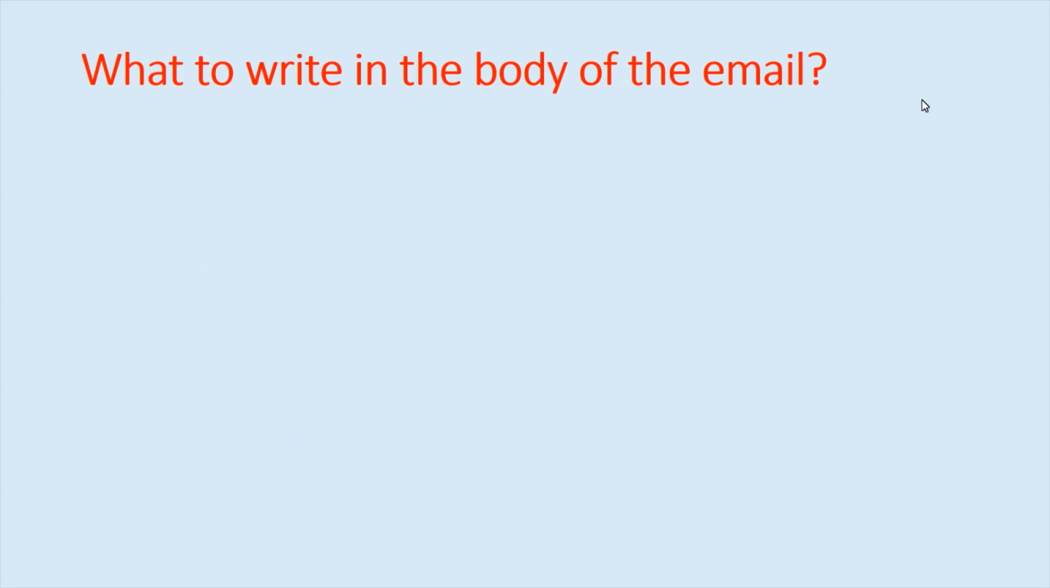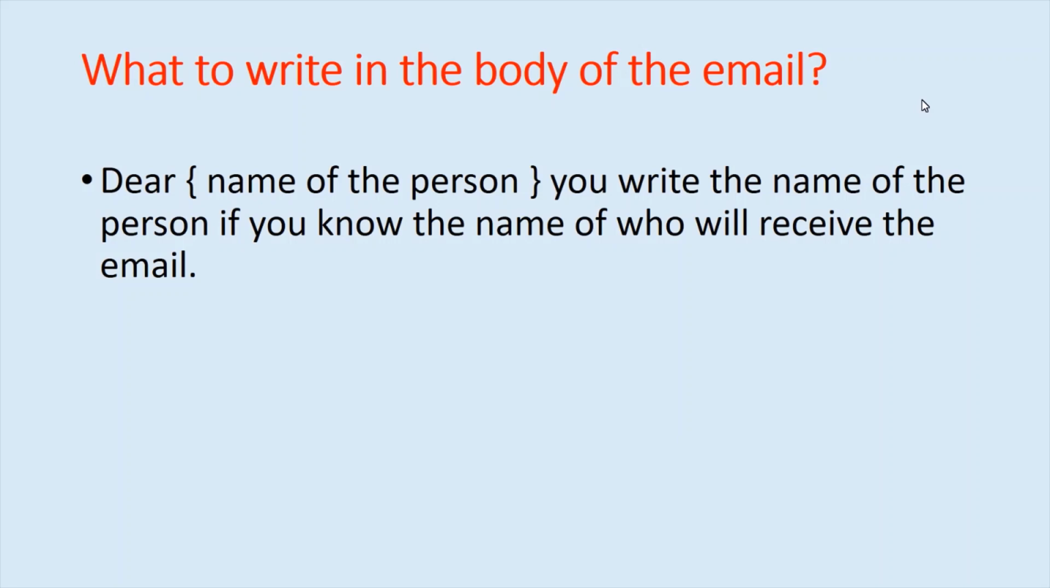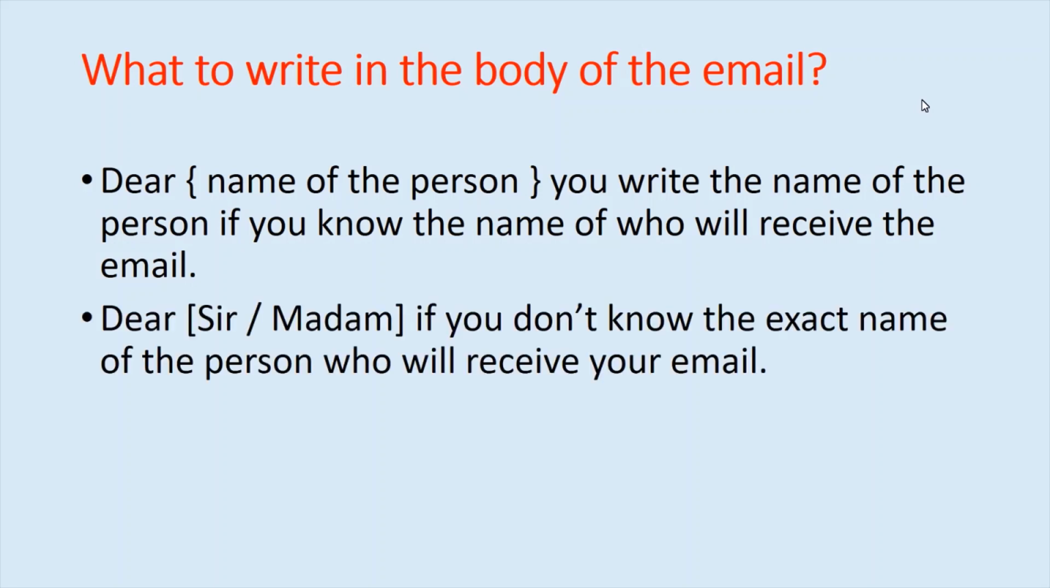What to write in the body of the email. In the body of the email, first you have to start to mention the name of the person who is going to receive your email. You say, Dear, and you mention the name of the person. If you don't know the name of the person, you just say, Dear Sir or Dear Madam.